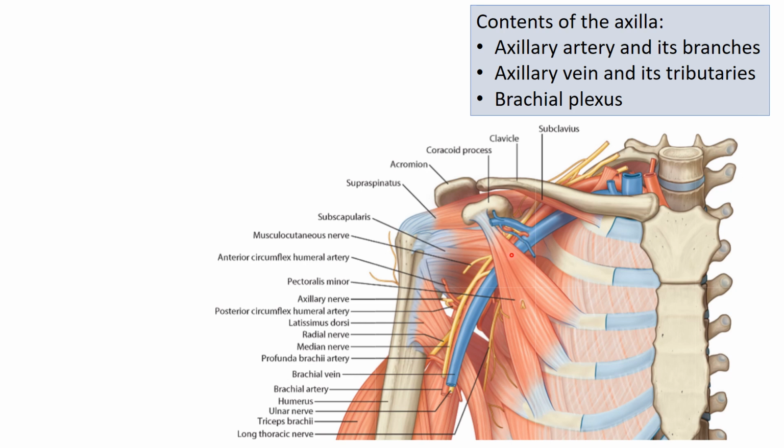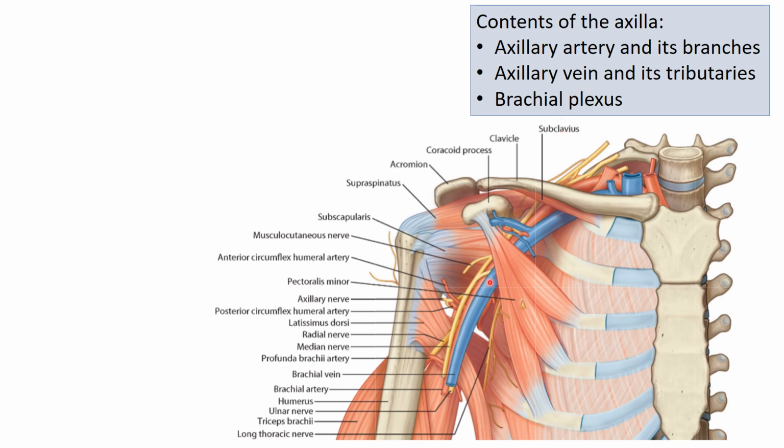For the vein, we use a little different term. We say they are tributaries of the axillary vein. So look at this one. This is the cephalic vein. Around here, it pierces the deep fascia and it drains into the axillary vein. Okay, so axillary vein and its tributaries are also part of the axillary content.